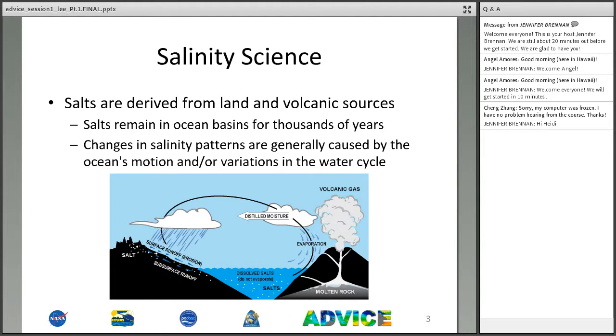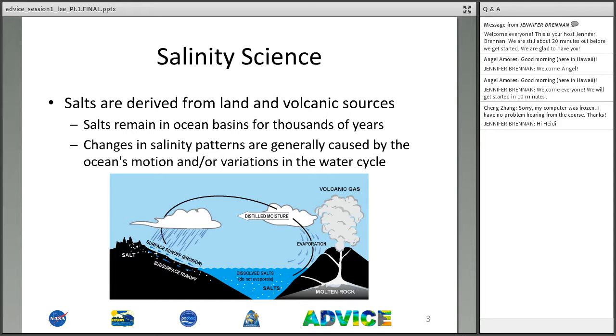It rejects the brine or the salt into the seawater and increases the salinity nearby, and when the sea ice melts, it dilutes the seawater and causes lower salinity. River runoff from continents will dilute the seawater and cause a lower salinity as well. So all these elements of the water cycle work together to change the salinity pattern as well.